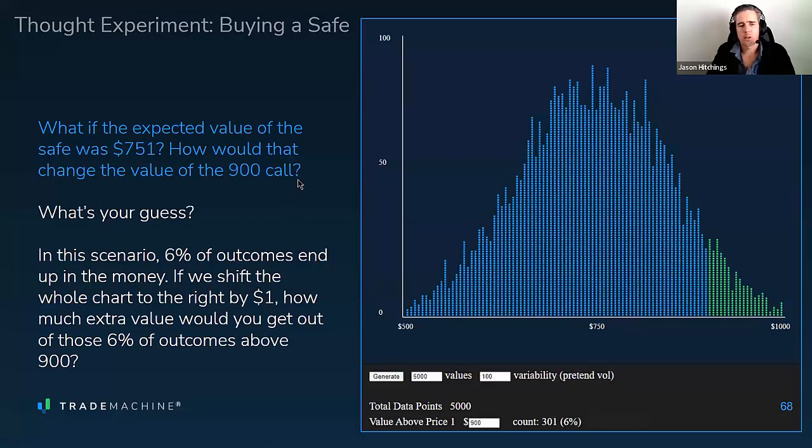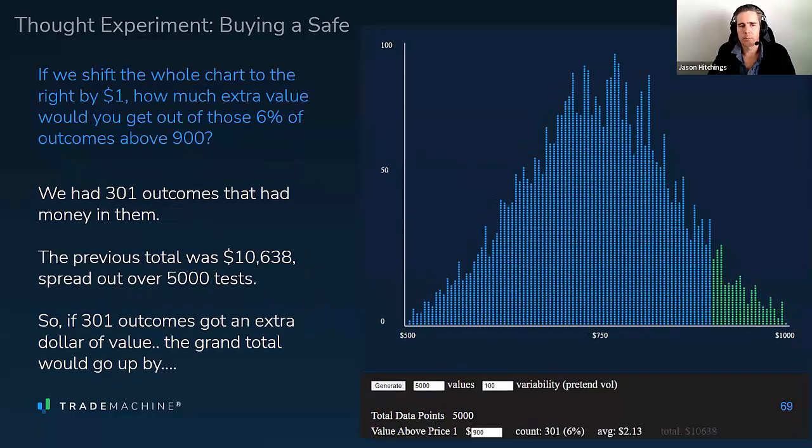So what are we going to guess? We know that 6% of the outcomes result in money, and we're going to shift everything to the right by $1. So let's do this mentally before we ask the computer to tell us what it thinks. We have 301 outcomes that had money in them. The previous total was $10,638 spread out over 5,000 times that we had simulated opening the safe. So out of 301 outcomes, in theory, each one would get an extra $1 that were successful, and all of the other outcomes would get nothing.